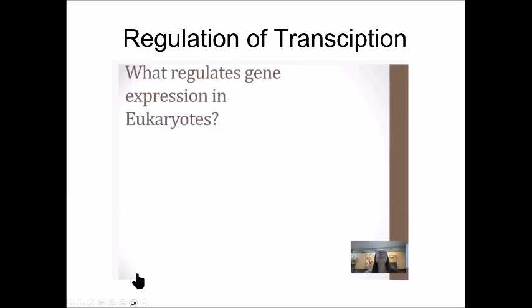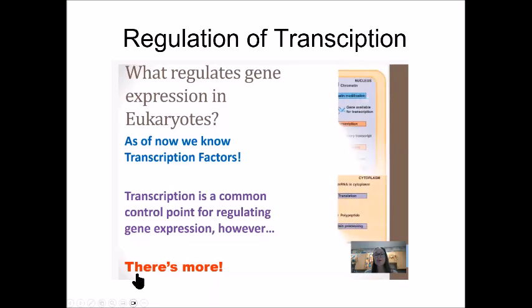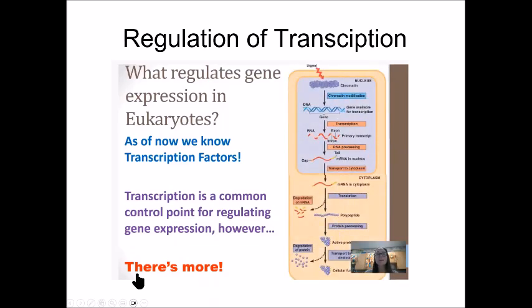So now what regulates gene expression in eukaryotes? Like, how do we know when to turn on or turn off our genes? So far, we've learned about transcription factors being required. If we don't have transcription factors, then we can't do gene expression. But there's more. Transcription is a really common and easy area to control the amount of protein that's being made, but there's actually a whole lot of different steps involved in ultimately regulating the final protein product.